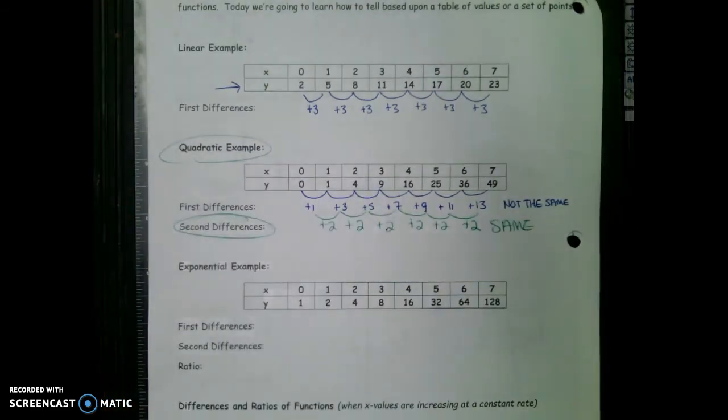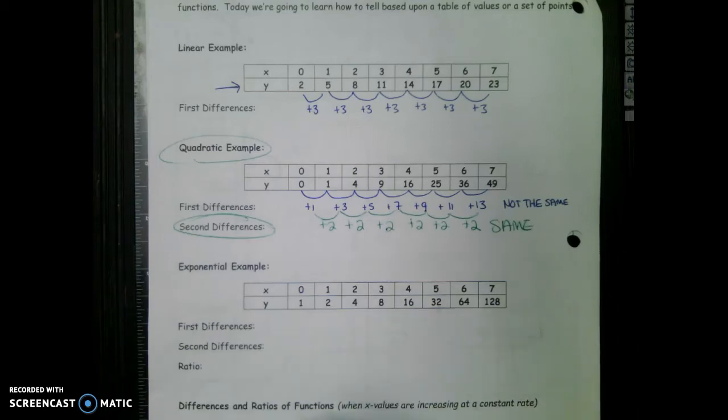This is actually really, really related to the equations. In a linear example, it's just a plain x with no exponent. It's kind of like an exponent of 1. So the first level of differences are the same. In a quadratic, we're looking for x squared, a 2. So the second level of differences have to be the same.